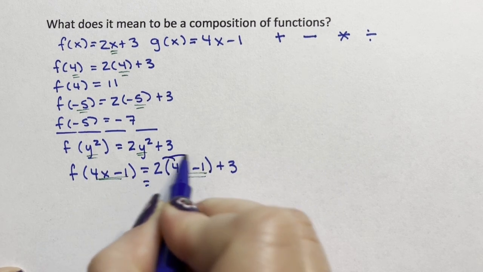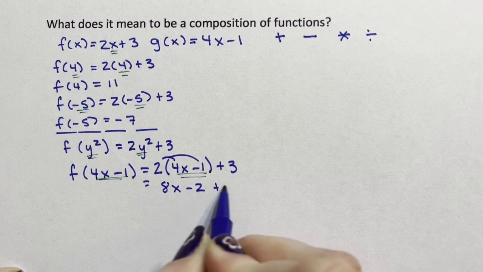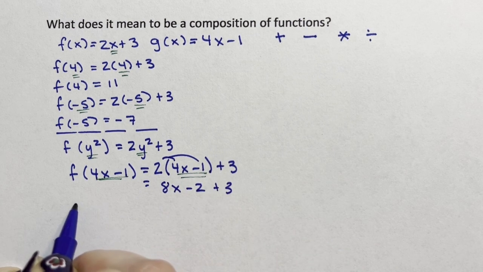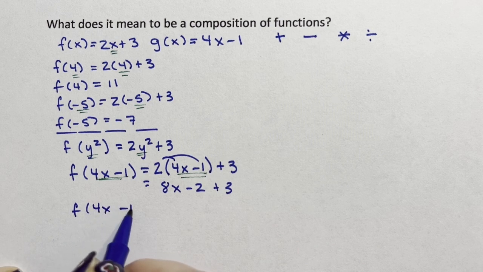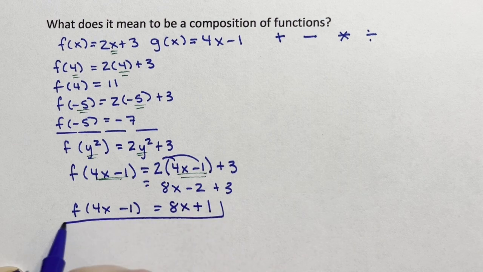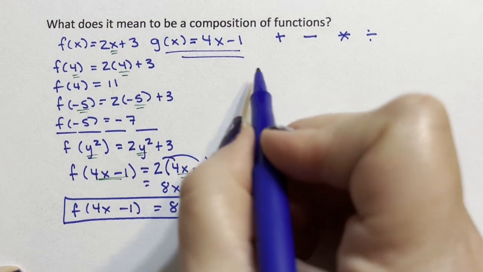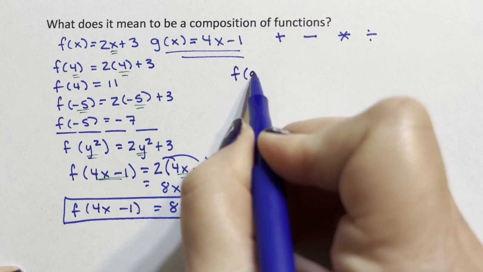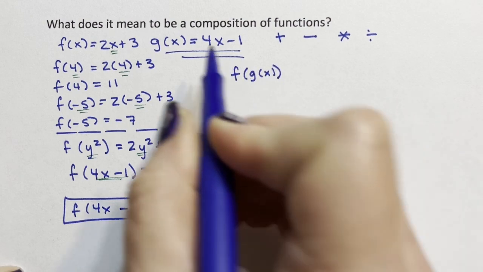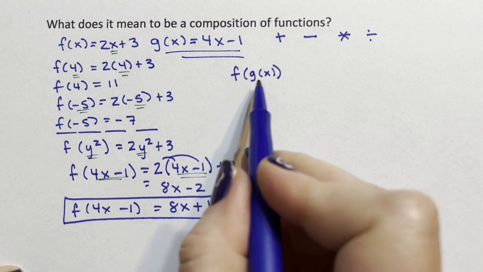So I'm going to take an actual extra step here. I'm going to distribute: 8x minus 2 plus 3. So now I have f of 4x minus 1 equals 8x plus 1. All right, not too bad. But if we notice, 4x minus 1 is g of x. So what I really did was I found f of g of x. I put this function into that function, and that's what a composition is: it's finding f of g of x.